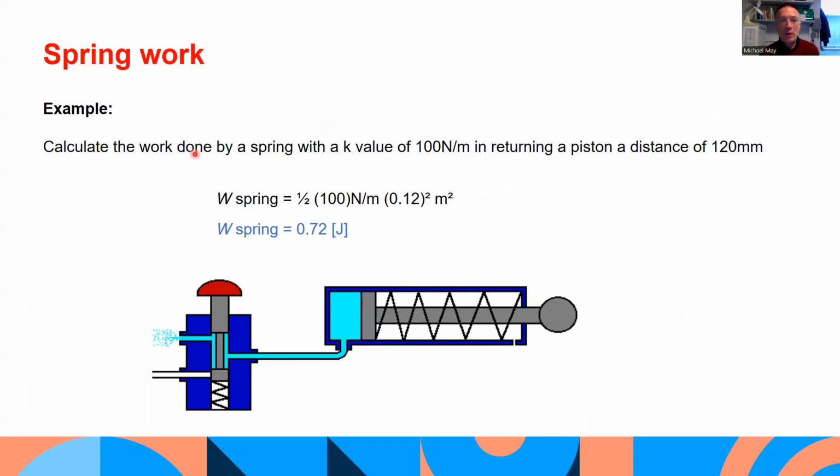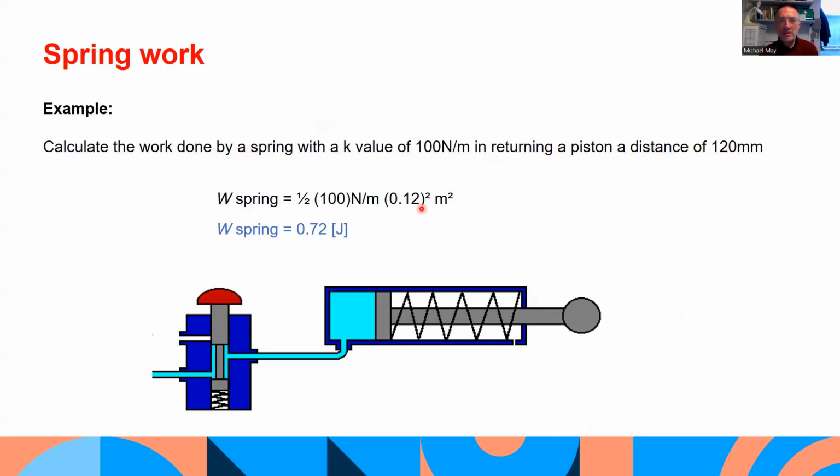And calculate the work done by a spring with a K value of 100 newtons per meter in returning a spring a distance of 120 millimeters. So we just change that 120 to meters, so we get 0.12 meters, square it, multiply it by the spring constant and divide by 2. So 0.72 joules in returning this piston back to its original position.